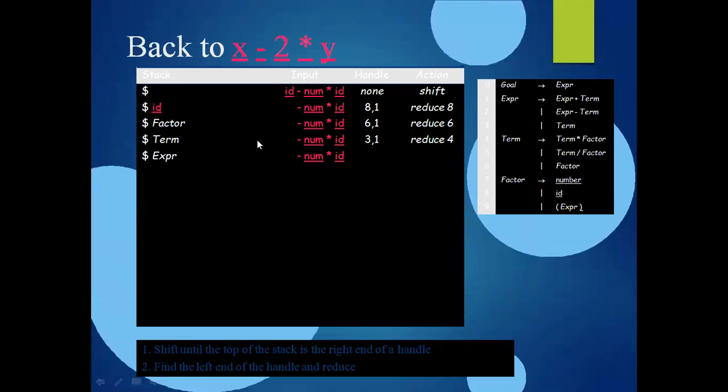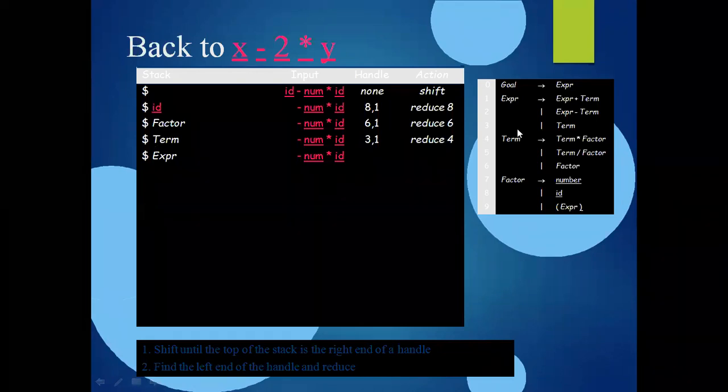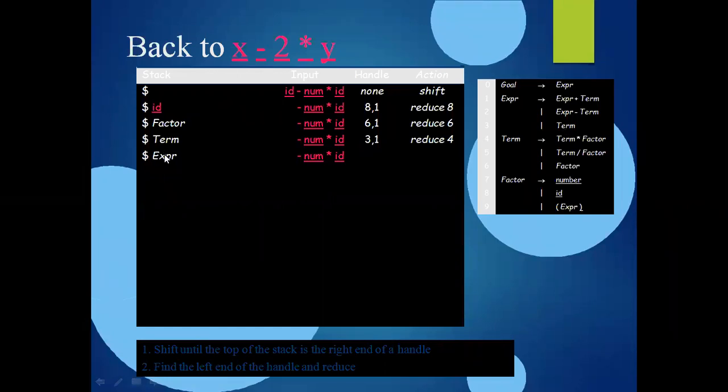So I am reducing this to term. Factor is replaced with a term. Now I am reducing this 6 with a 3. What is the 3? Expression tends to term, right? That means in the place of term I am replacing it with an expression. Did you get it? Up to now, initially we just performed a shift operation.